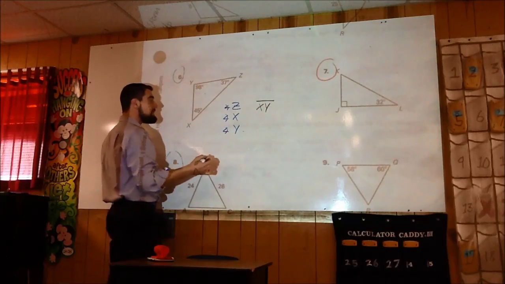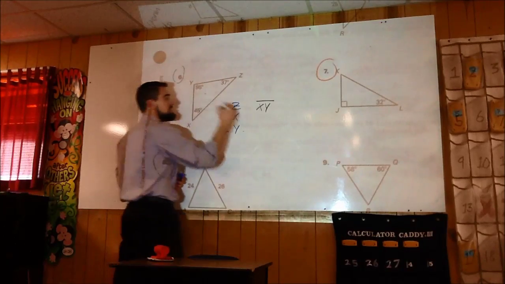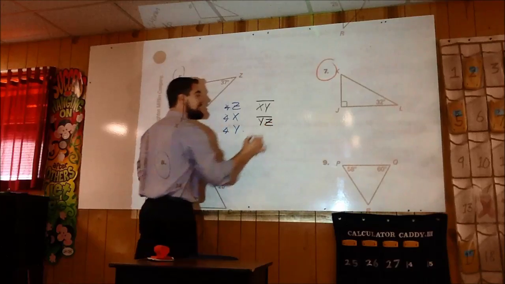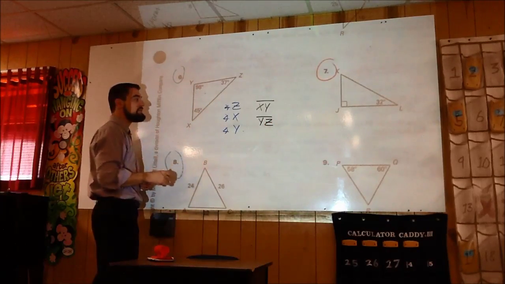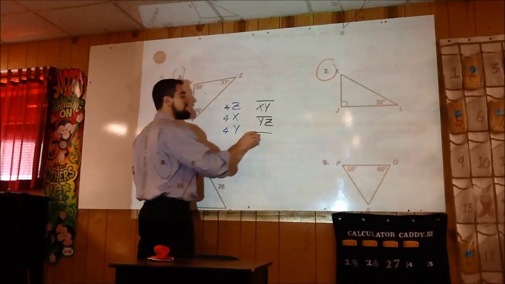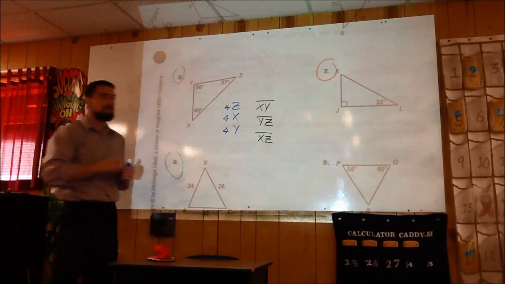The one that's in the middle is going to be opposite the angle that's 45 degrees, which is X. So that segment that's opposite that would be segment Y, Z. Notice I have the bar above the two capital letters. Then the largest side would be opposite angle Y, segment X, Z.